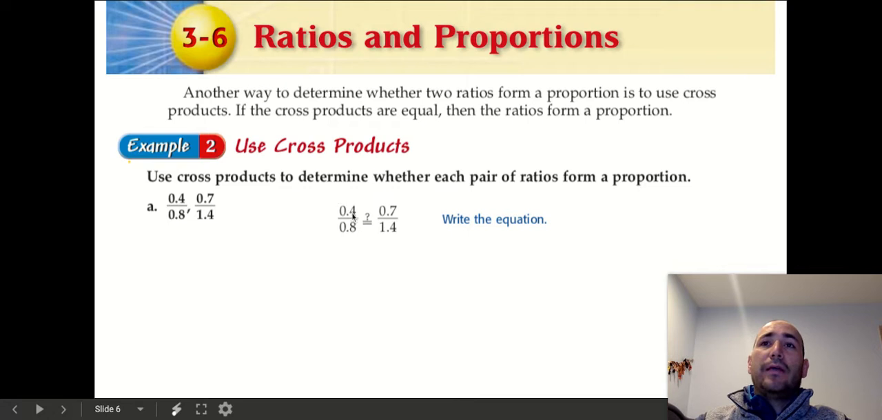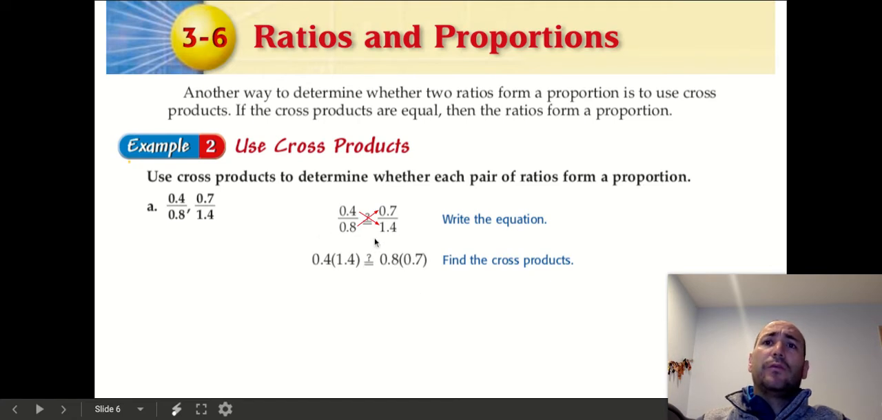So I take 0.4 and I multiply it with 1.4. So I'm multiplying across, diagonally. And then I'm going to do the same thing with 0.8. I'm going to multiply across diagonally. So 0.8 times 0.7. So I am cross multiplying. I'm doing the cross product. Again, if I did that, this would give me 0.4 times 1.4. Does it actually equal 0.8 times 0.7?